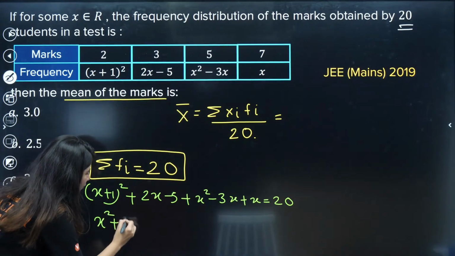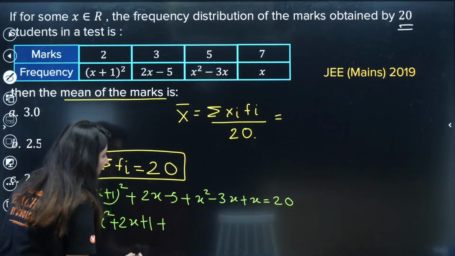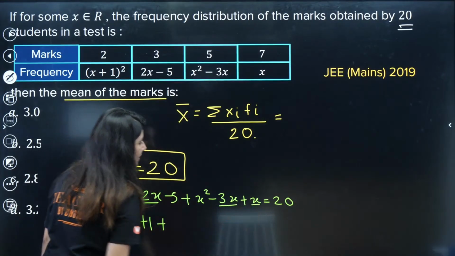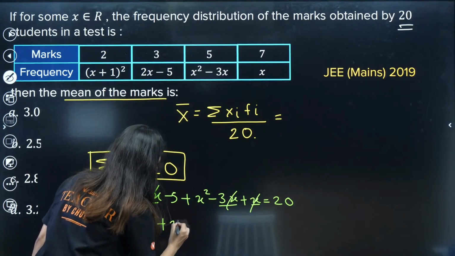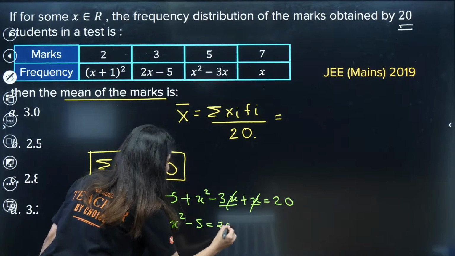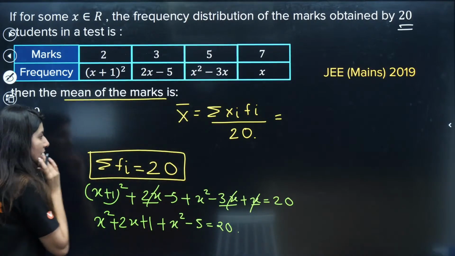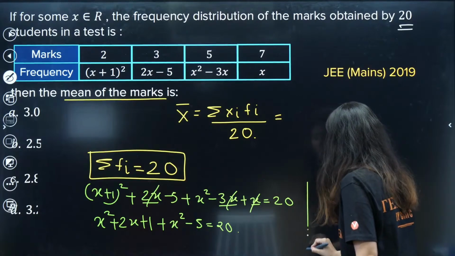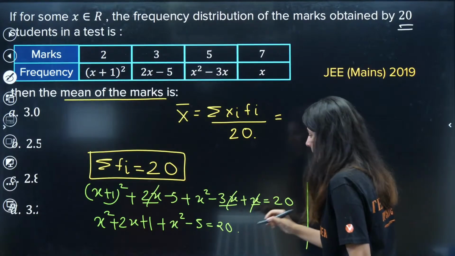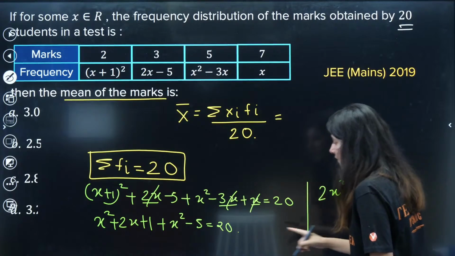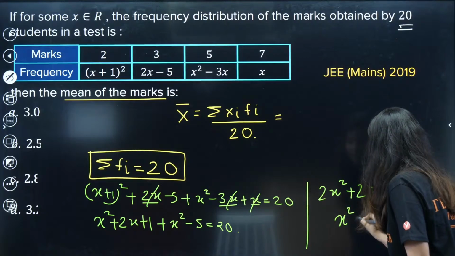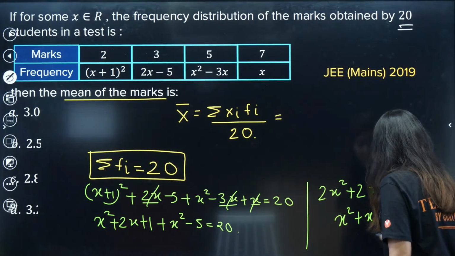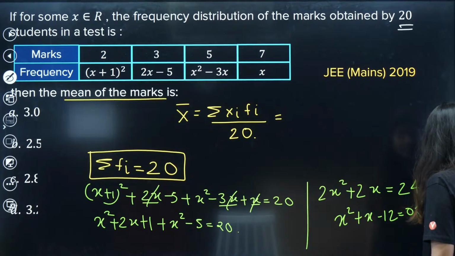So x square plus 2x plus 1. Then we have 2x minus 3x plus x, so 2x minus 2x is gone. So you are left with x square minus 5 equals 20. Right? So x square plus 2x minus 5 equals 20, so the quadratic equation would be x square plus x minus 12 equals 0. From here you will get 2 roots, x equals 3 and x equals minus 4.